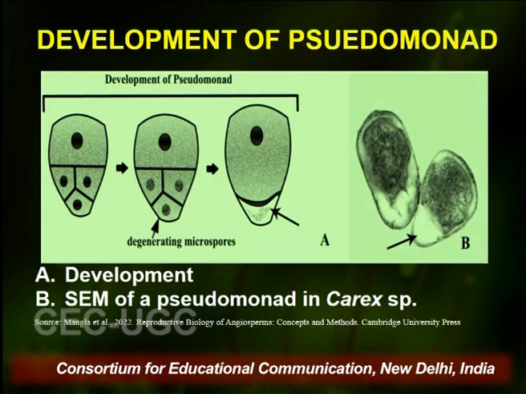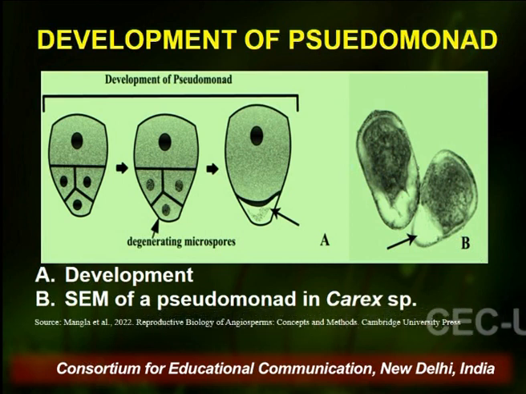Now this picture is showing the development of a pseudomonad. You can see that there is a tetrad which is formed, in which one of the grains looks healthy, whereas the other three are degenerating. And in A, you can see an arrow pointing to the degenerating microspores. In B, this is a scanning electron micrograph of a pseudomonad in Carex. The darkly staining region is the functional monad, and the white portion which you see here, these are the three microspores or pollen grains which are degenerating. So this is a pseudomonad.